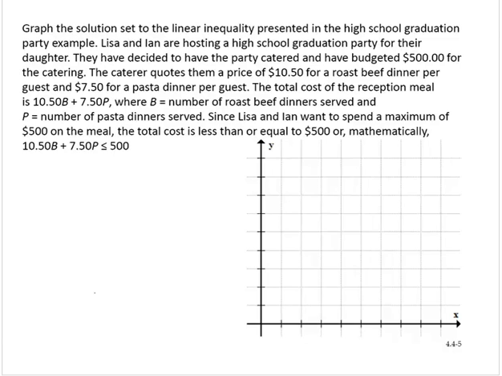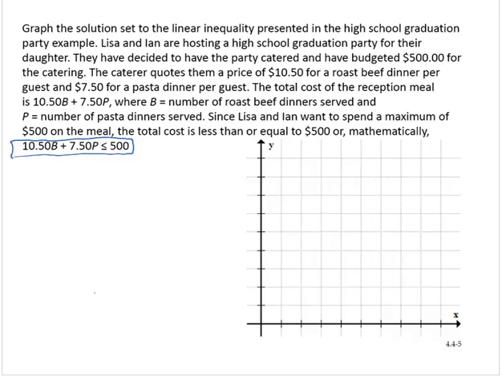Graph the solution set to the linear inequality presented in the high school graduation party example, where we have 10.5b plus 7.5p is less than or equal to 500. B is representing the number of roast beef dinners, and P is representing the number of pasta dinners in a party.